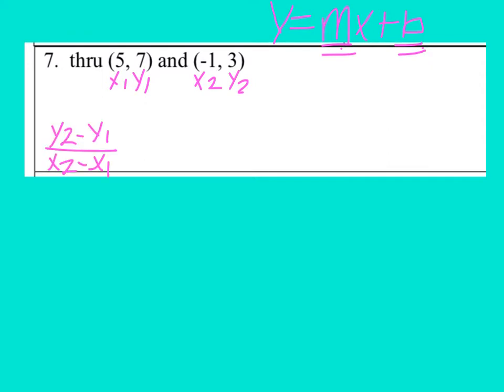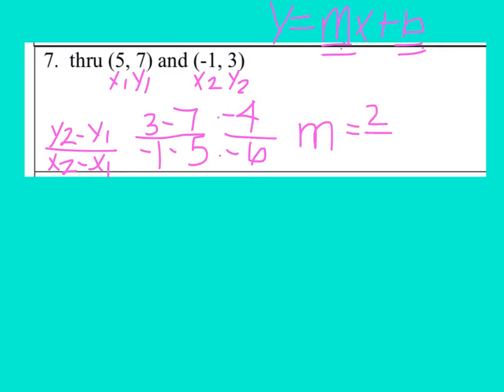Alright, so my y2 is 3, my y1 is 7, so I'm subtracting those. And then my x2 is -1, and my x1 is 5. 3 minus 7 is -4, and -1 minus 5 is -6. So this would make our slope, 2 negatives make a positive, and 4/6 reduces to 2/3, so it has a positive slope of 2/3.